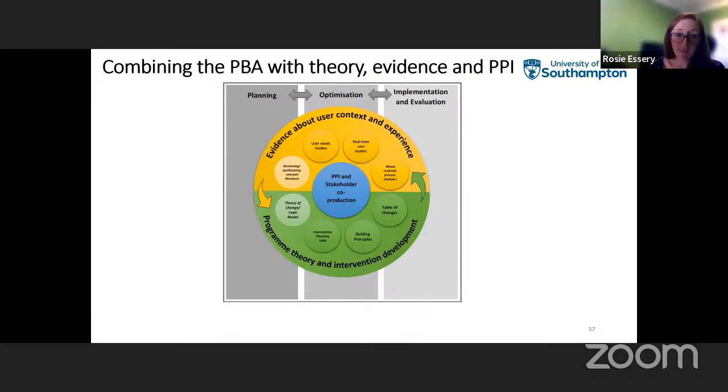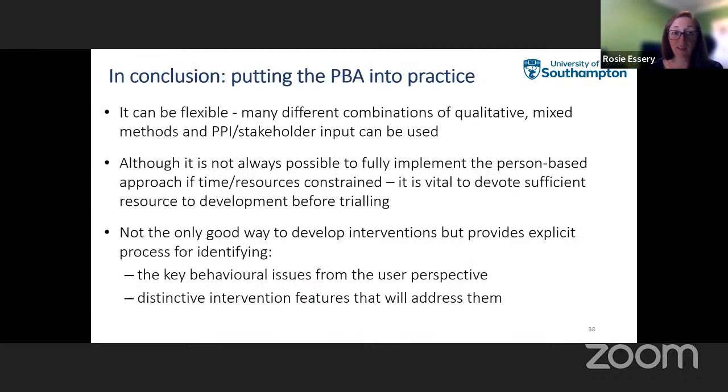So that brings us to the end of our very whistle-stop tour of the planning and optimization phases of the person-based approach. Hopefully you can see that we've touched on the majority of the activities identified in this diagram and have started to get a sense of how these contribute to the overall process. So just some final thoughts. It's intended to be a flexible approach that can be tailored to the needs and the aims and, being pragmatic, the available resources of your work as well.